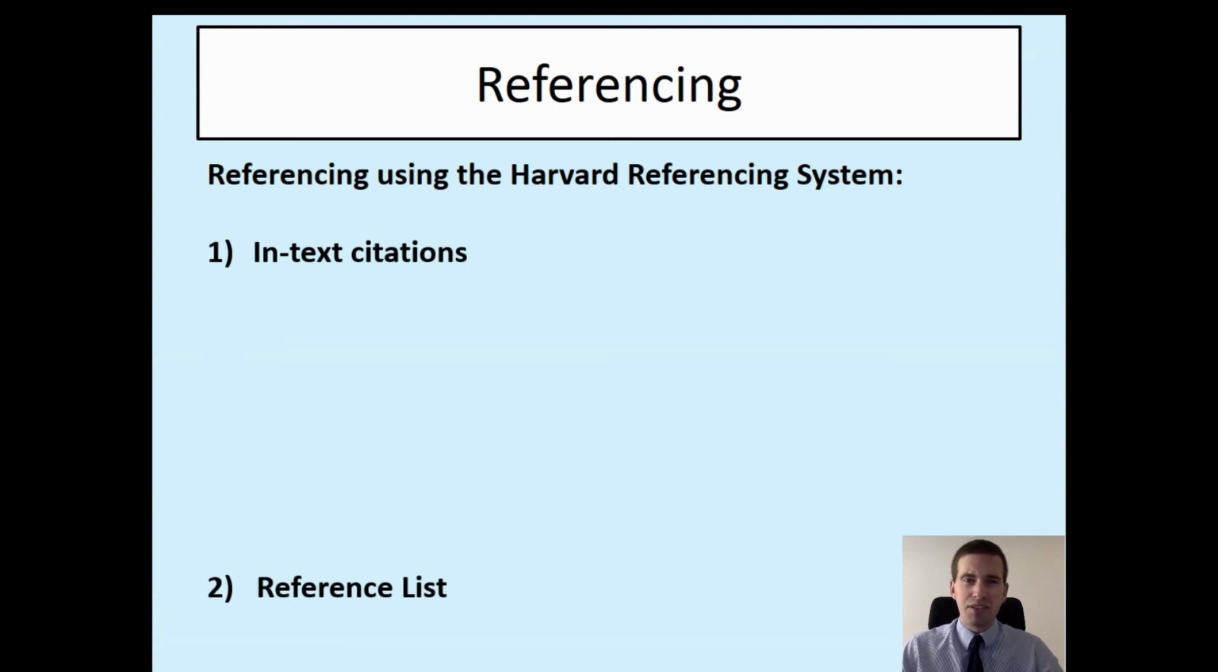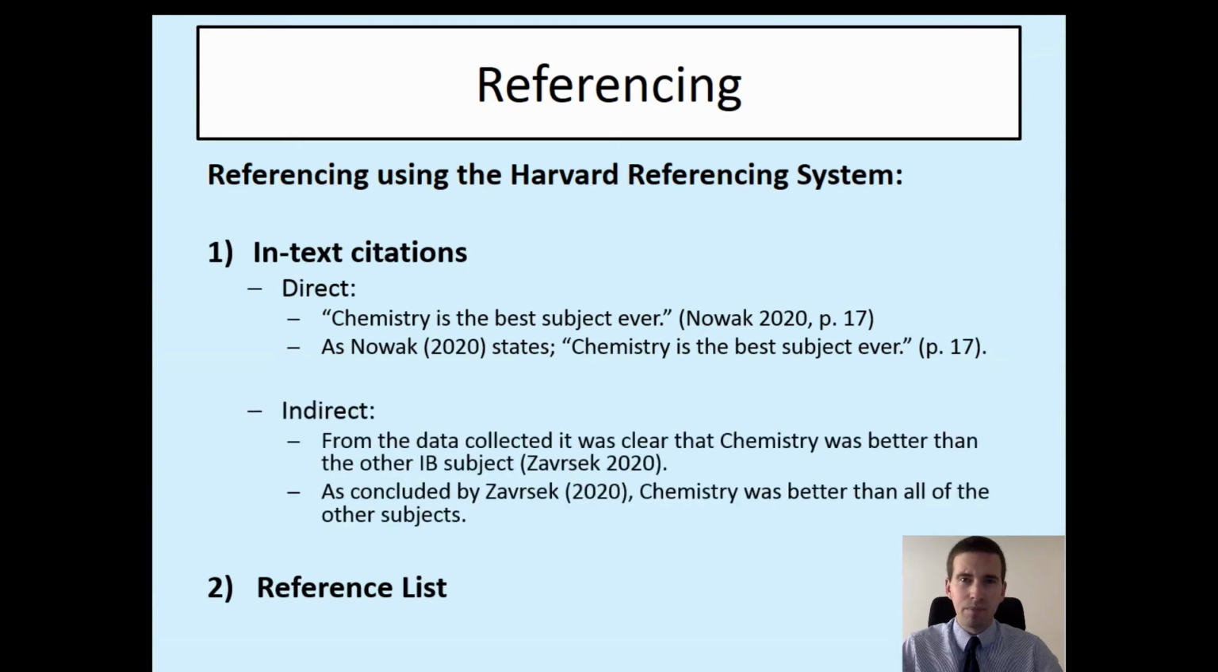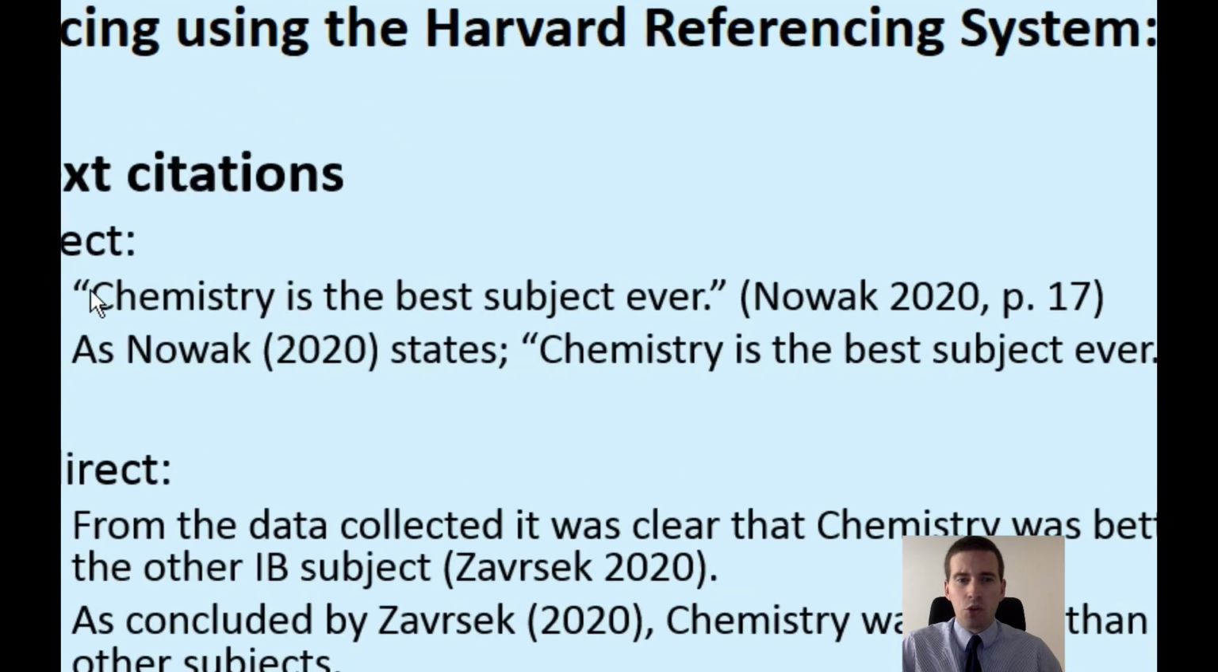Now, with your in-text citations, the two types you will commonly use are what is known as direct citations or indirect. Direct is if you are quoting something directly from your source. So you can see here that the quote, whatever you are taking directly from the resource, needs to be in quotation marks. Then your citation includes the surname of the author, the year that your resource is from, then if it's a document, the actual page number.